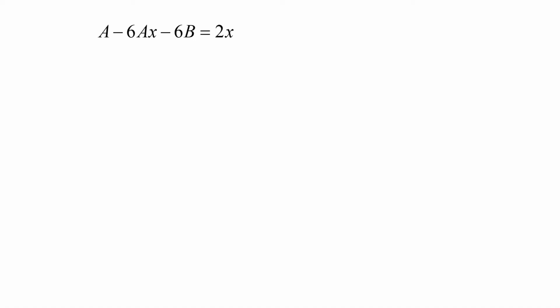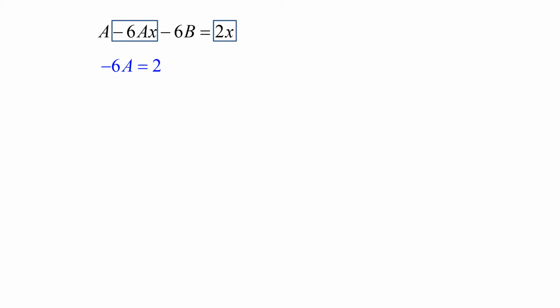So if we start with our x terms, on the left-hand side I have negative 6ax, and on the right-hand side I have 2x. Again, if these two expressions are truly equal, that means those coefficients have to be the same. So negative 6a has to equal 2. And then we look at our constant terms.